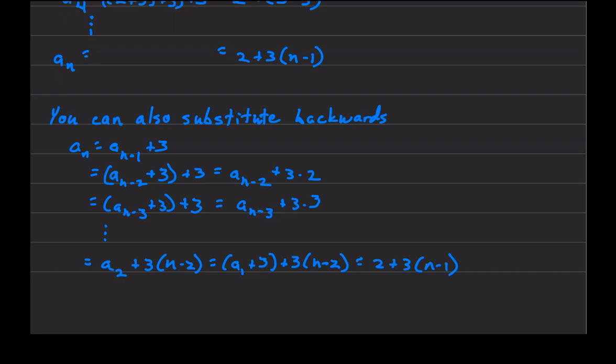getting to element a2 plus 3 times n minus 2 is equal to a1 plus 3 times n minus 1, which is equal to 2 plus 3 times n minus 1.